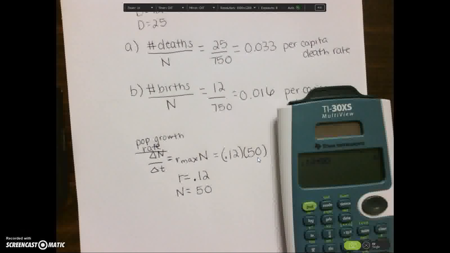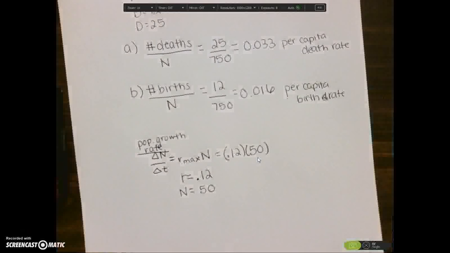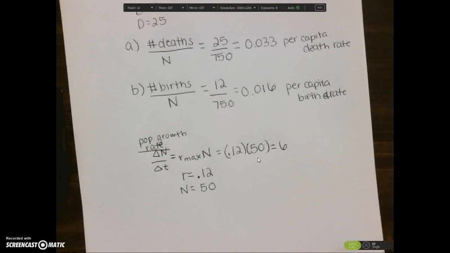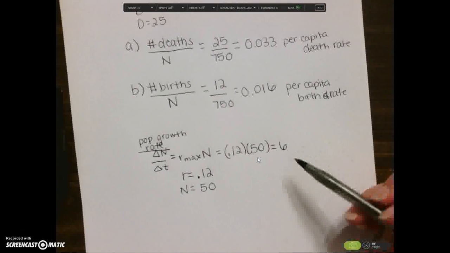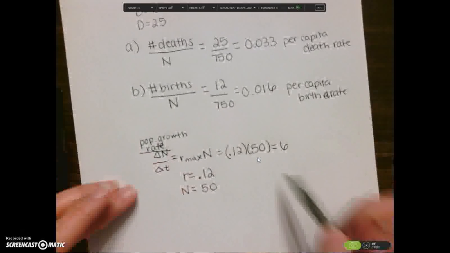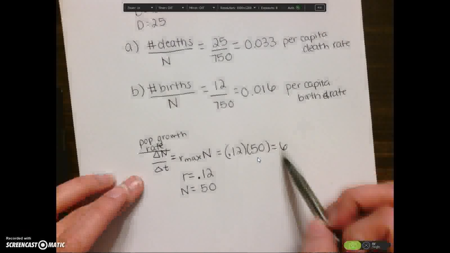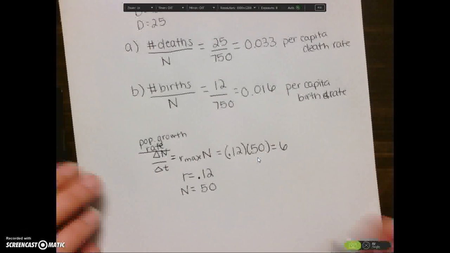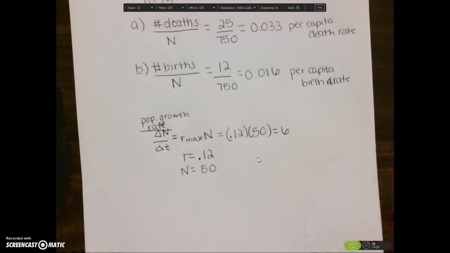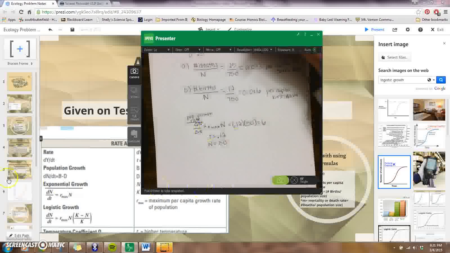Alright. So in this case, we got 6. Okay, which means that there are going to be 6 individuals added to the population in one generation. Okay, based on that growth rate that we calculated, we were able to find out that in the next generation, we're going to add 6 more individuals. Okay, this is if it's growing infinitely or exponentially, and we don't have to worry about limited resources.